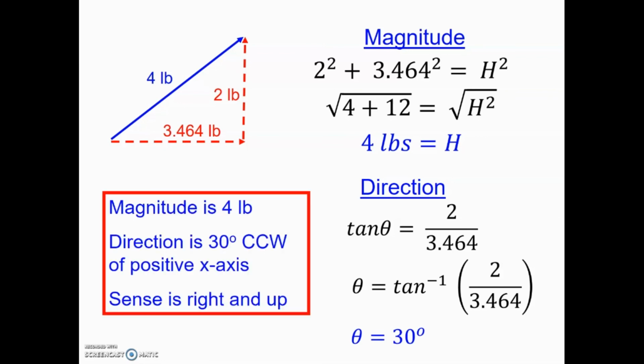So now I can answer my overall question: the magnitude that we found is 4 pounds. My direction is 30 degrees counterclockwise from the positive x-axis, and the sense of my vector is right and up.